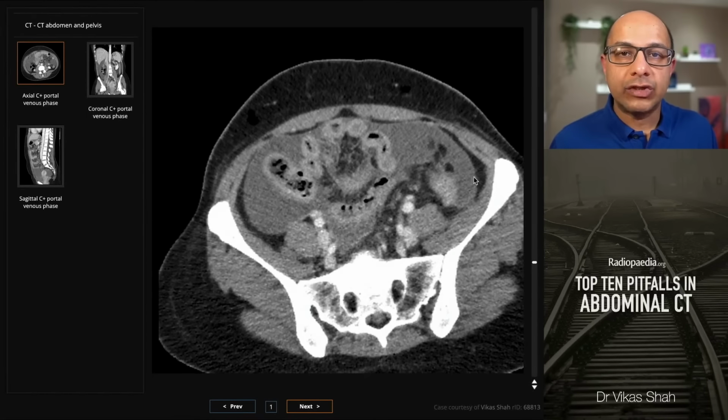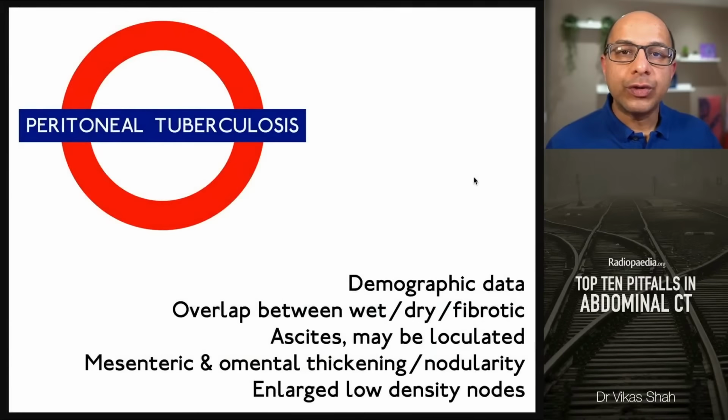But there is no way to tell them apart just from the imaging. And it's the role of the radiologist to suggest peritoneal tuberculosis as a valid differential diagnosis for then the appropriate investigations to be instituted, which is really a biopsy to check for the presence of tuberculosis. So how can you help? Well, you need to think about your patient population and whether or not peritoneal tuberculosis should be considered.